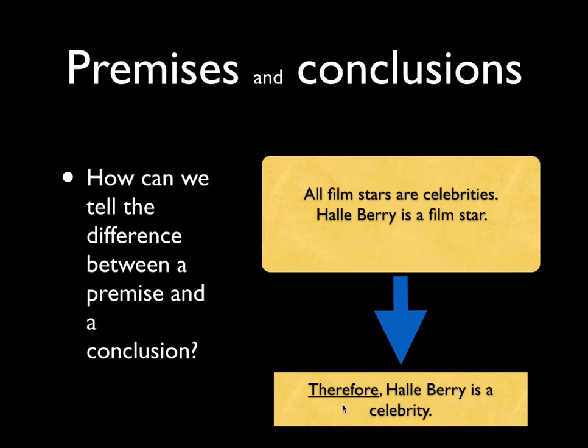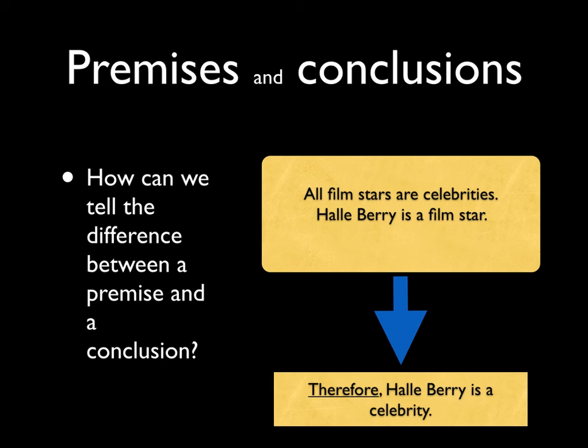As you probably notice, our biggest hint is right here, this word therefore that's underlined. We're going to call this our conclusion indicator. So oftentimes a good first step when we're trying to determine whether something is an argument is to look for the conclusion indicator.